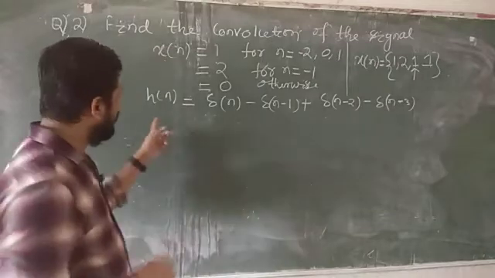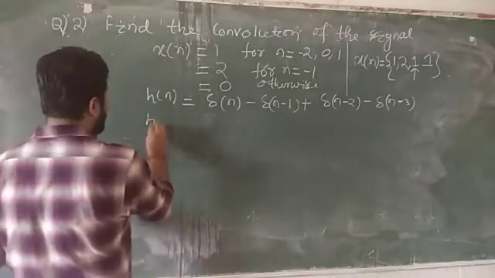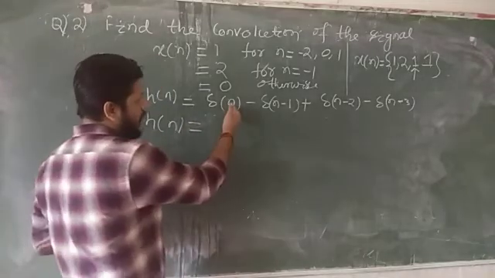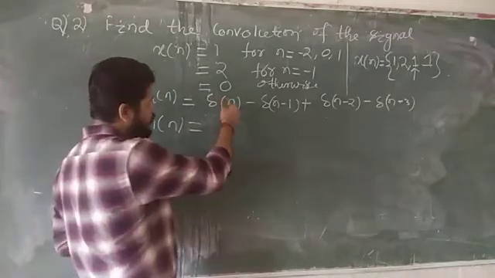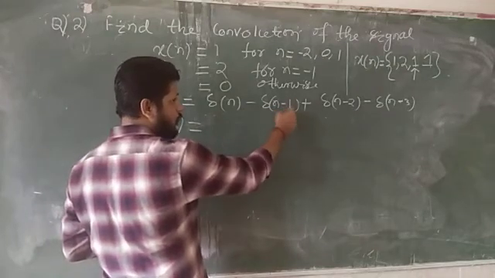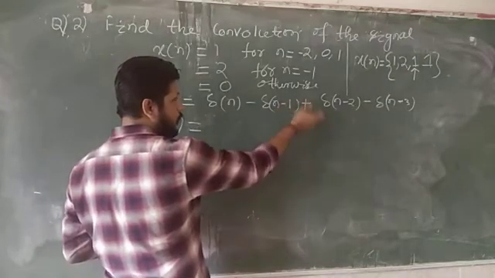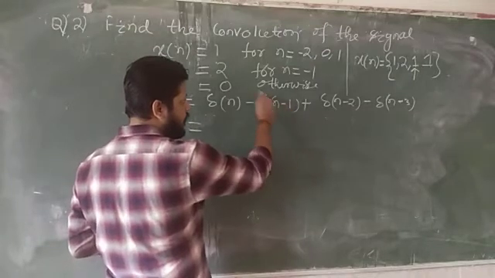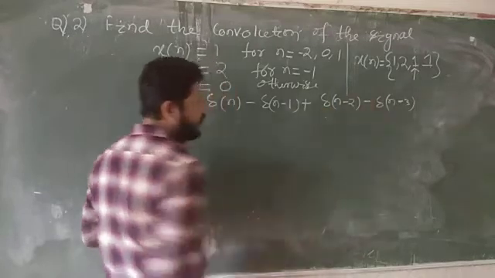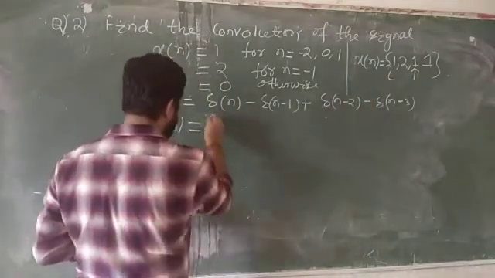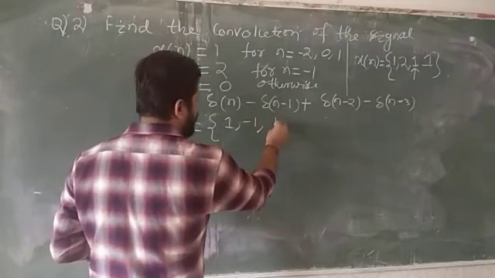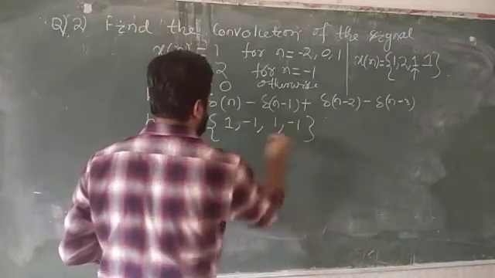Then here we can see h[n]. So how to write h[n]? Delta[n] means the amplitude at 0 is 1. For delta[n minus 1], we equate n minus 1 equal to 0, that means n is equal to 1, and the value is minus 1. At n equal to 2 the value is 1, and at n equal to 3 the value is again minus 1. So this consists of 1, minus 1, 1, and minus 1.